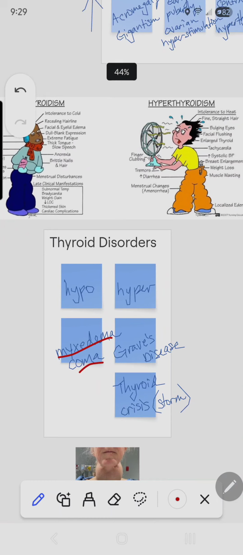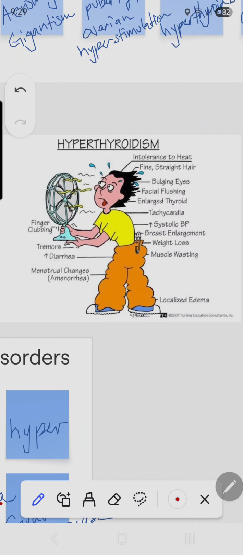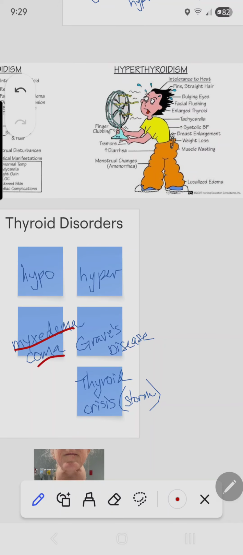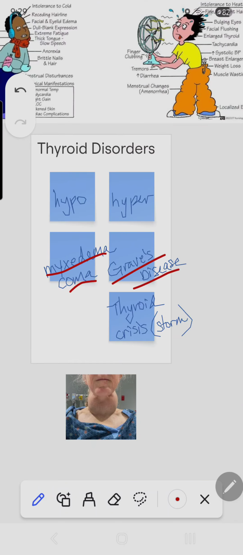For hyperthyroidism, when we have too much, we get what's called Graves' disease. Hyperthyroidism symptoms are up here in this little diagram. But we get what's called Graves' disease, and that again is just kind of an exaggerated hyperthyroidism. And so another very severe form of hyperthyroidism is going to be called thyroid crisis or a thyroid storm.